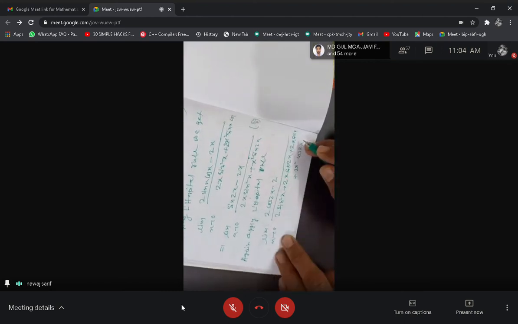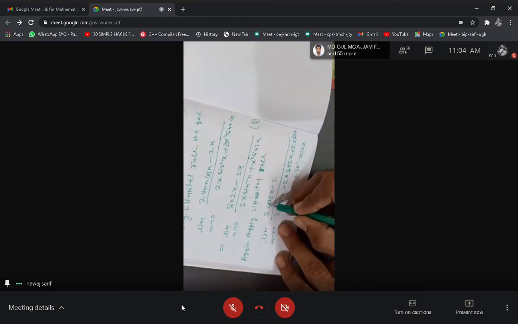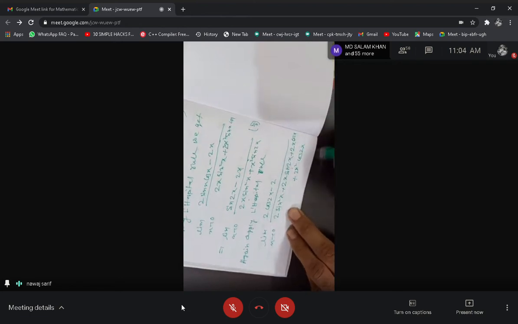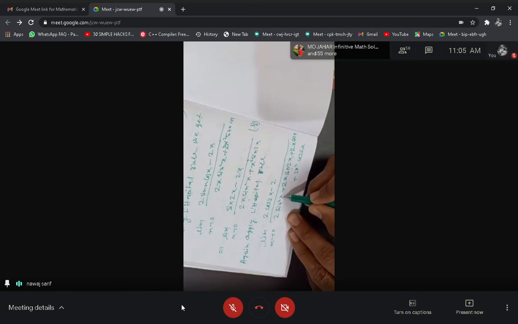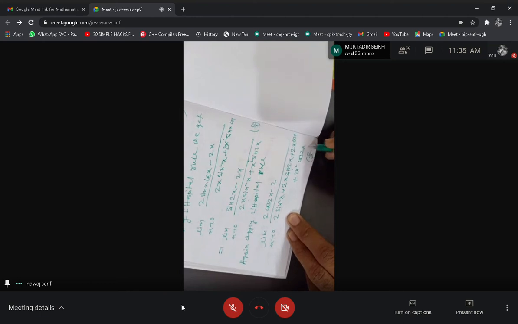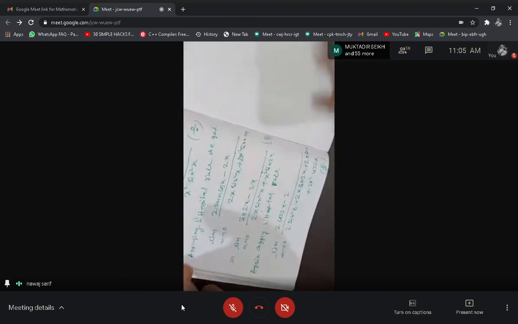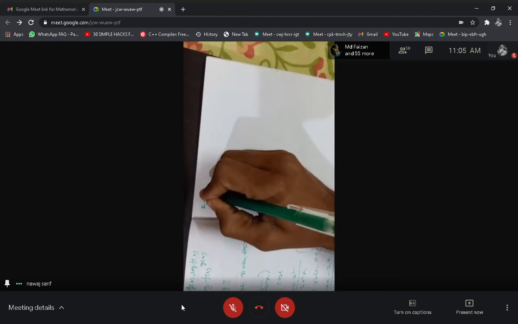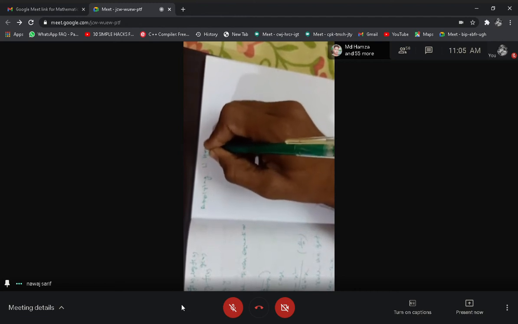the limit. Then what will be the limit? As x tending to 0, the numerator is 2 minus 2, this is 0, and in the denominator also 0. So this is again a 0 by 0 case. So then apply L'Hospital rule again.